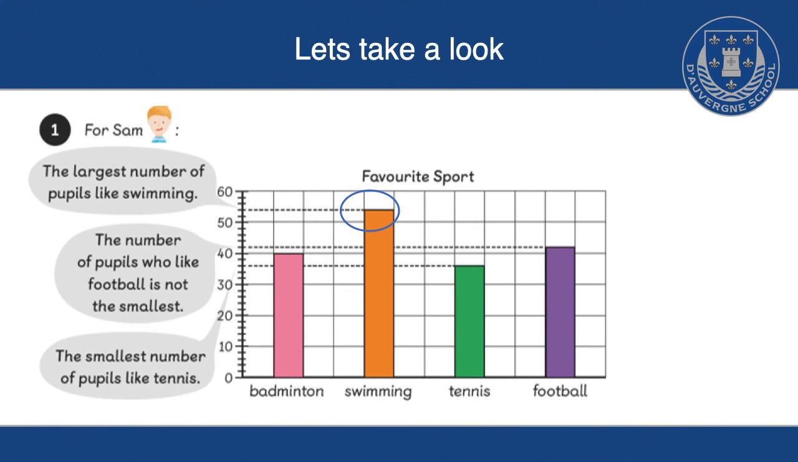And then he also said the smallest number of pupils like football. Now that isn't correct, because even without having to count and look at the scale, we can see that the shortest bar is tennis. If we go across and look at the scale, we can see that it was 36 pupils that preferred tennis, whereas for football there was 42. So clearly that part of Sam's statement was not correct. Not all of Sam's statements were correct, so it can't be him.